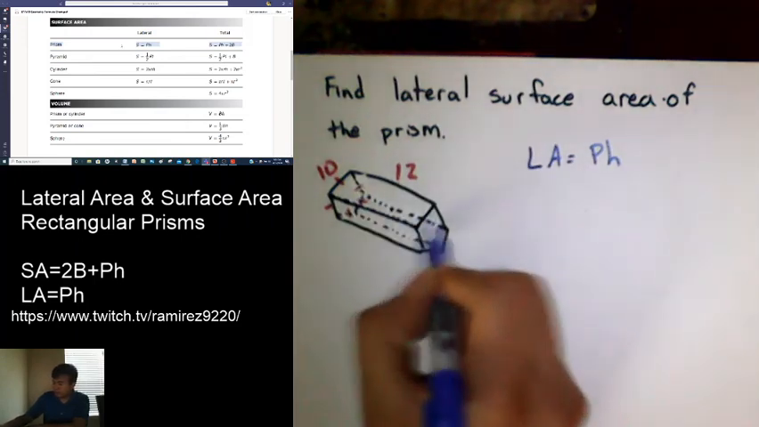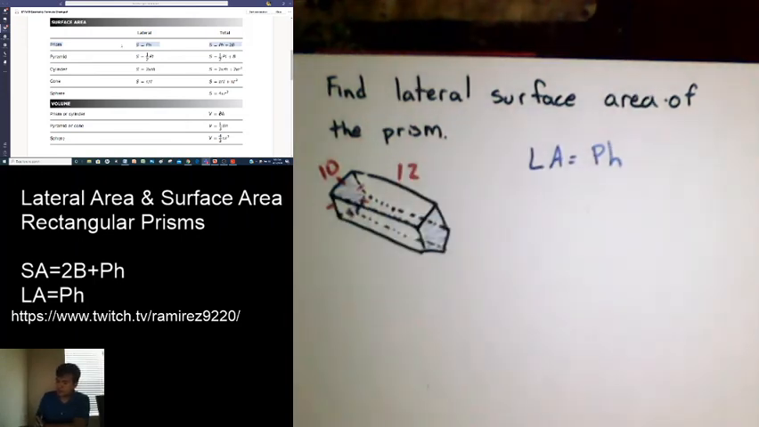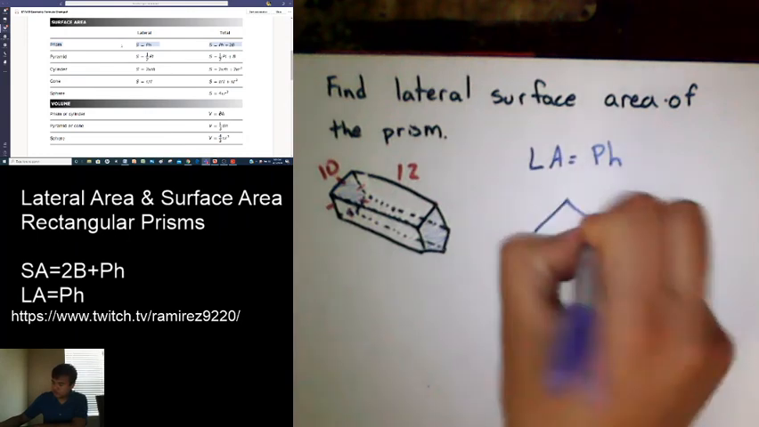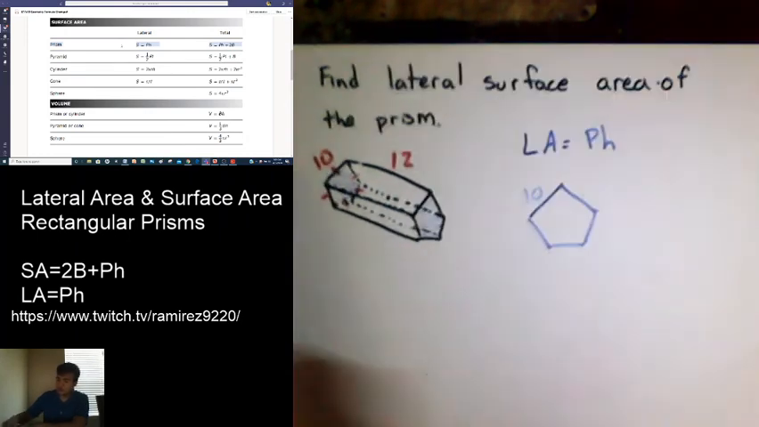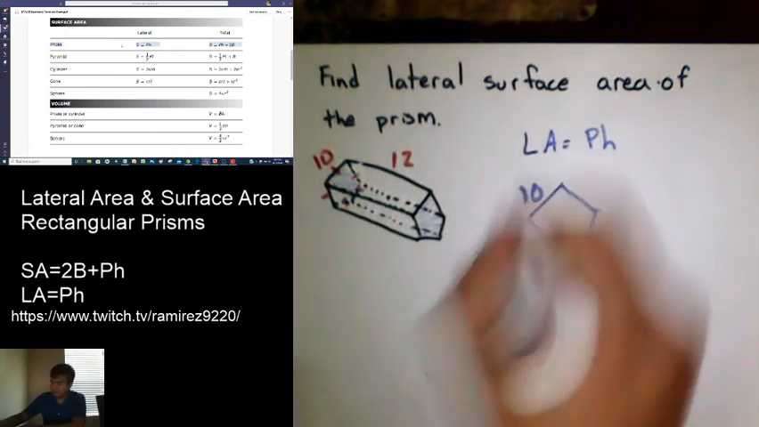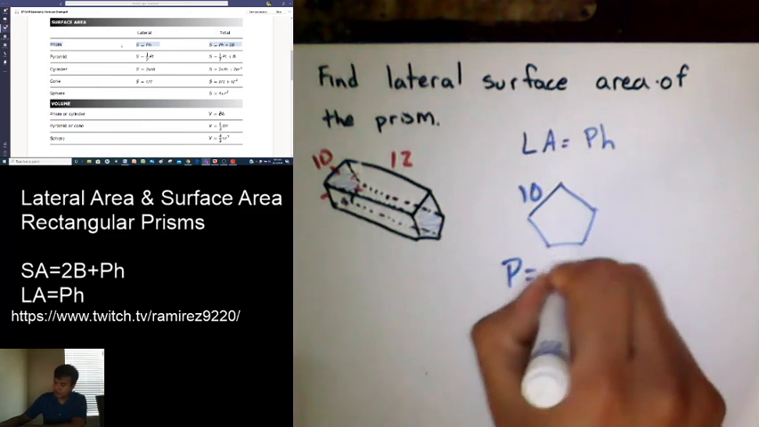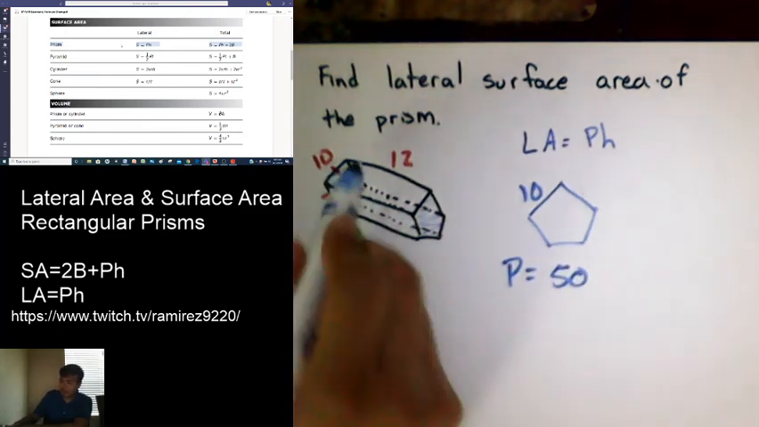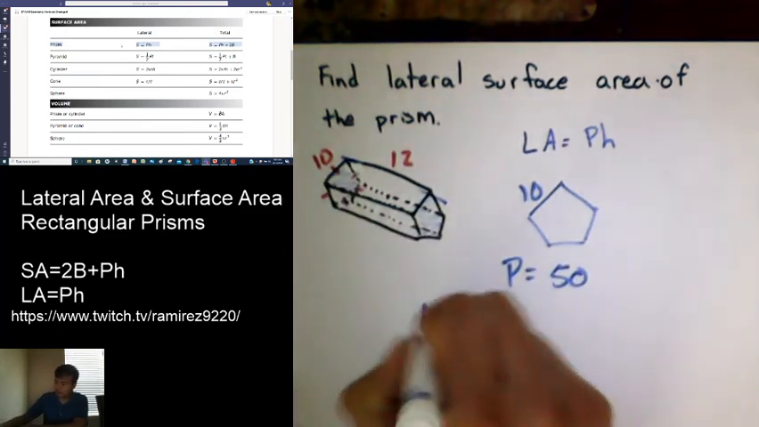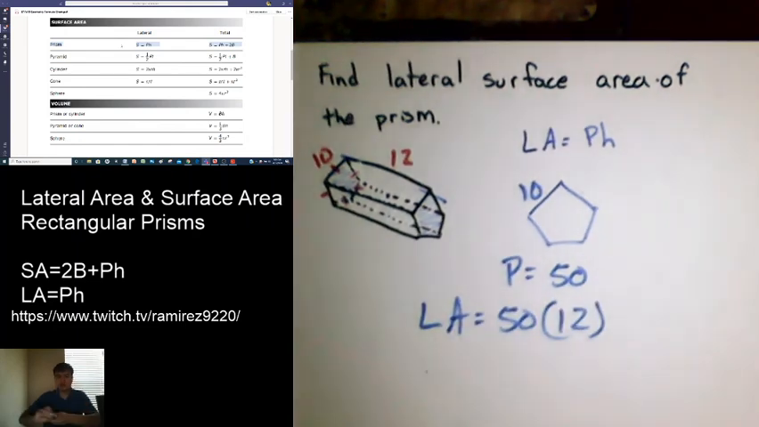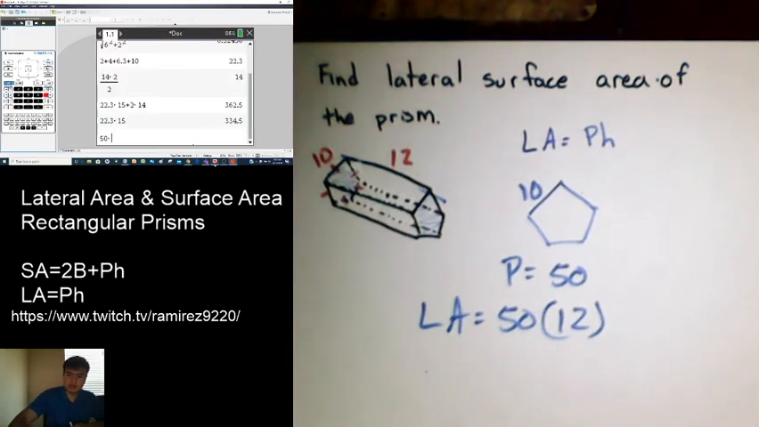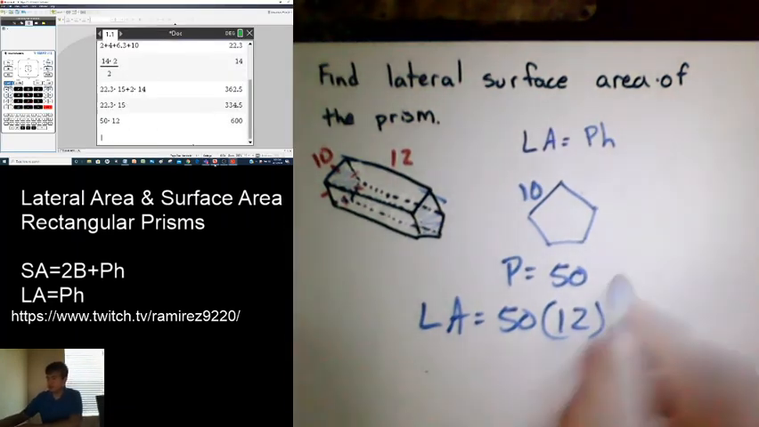All right, so anyways, my bases are pentagons. In my pentagon, and they're regular pentagons, every single side is 10. So right off the bat, I know that the perimeter is 50. The overall height is 12. And so my lateral area is just 50 times 12, which is 600.